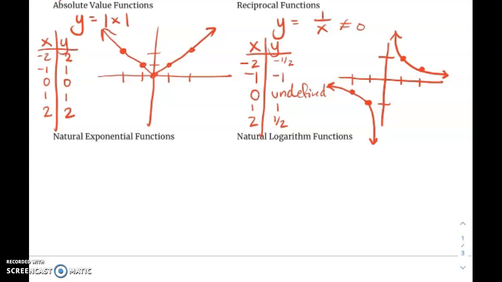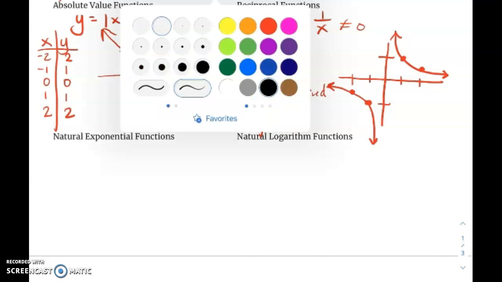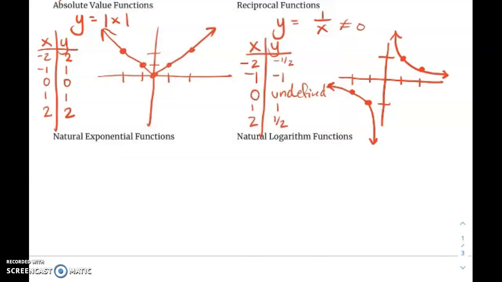Our next two functions that we need to know are exponential functions and natural logarithmic functions. And these are mainly important when you get to calculus because they're very common. Your natural exponential function would be y equals e to the x, e being the natural base or the Euler number.